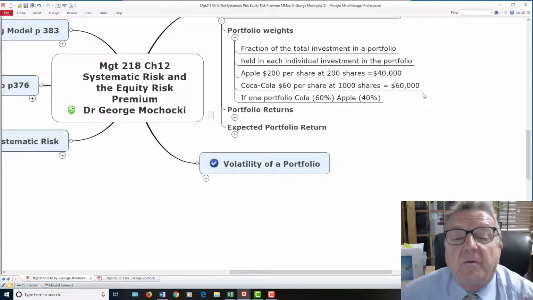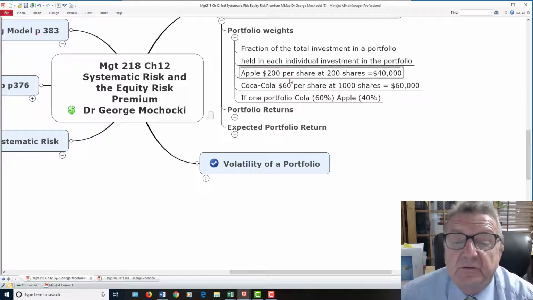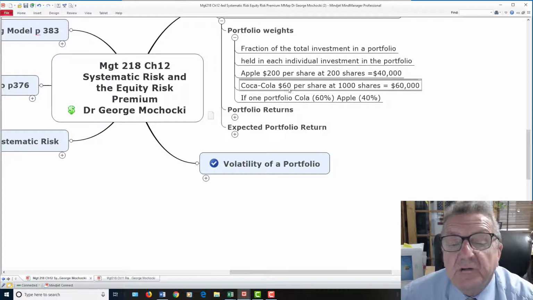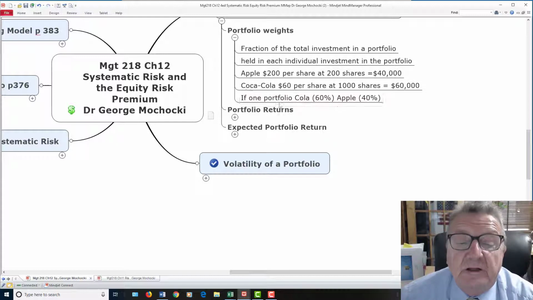Okay, portfolio weight: the fraction of the total investments in a portfolio held in an individual investment. Apple shares at $200 per share, so you've got 40,000. That's how much money I've got in there. Remember, when you look at money, it's money I can't touch or money that's growing. Hopefully, that's what I have. Coca-Cola shares, 60 per share, is 60,000. So one portfolio is 60% and the other portfolio is 40%.